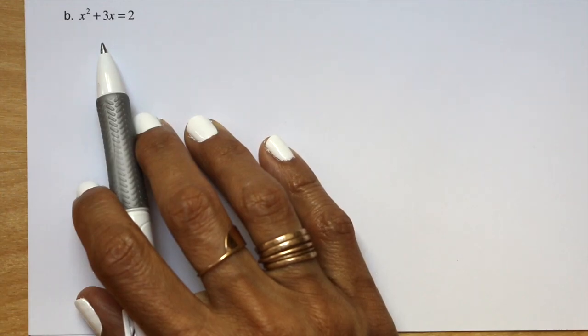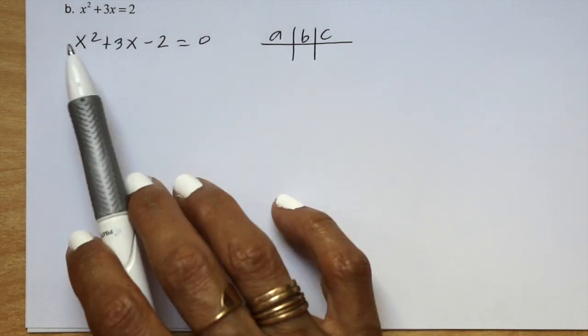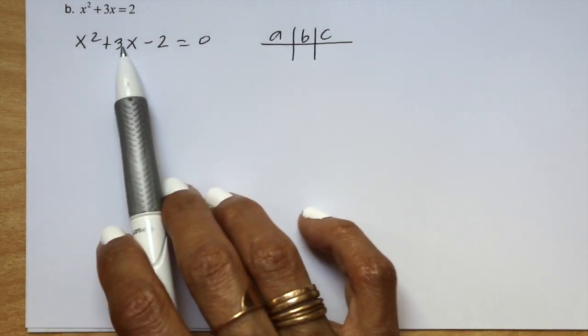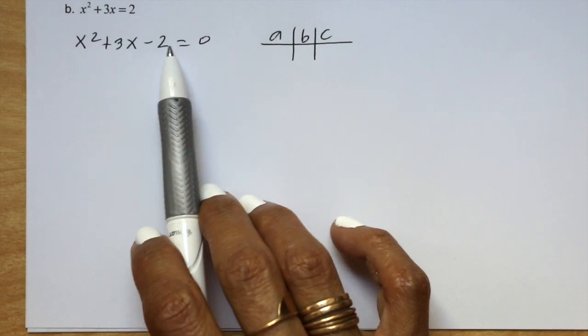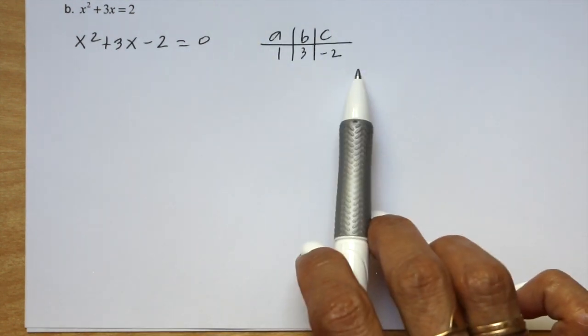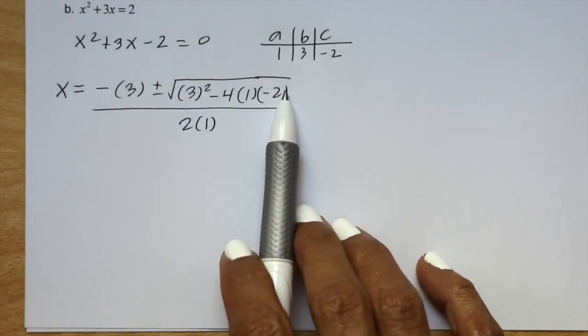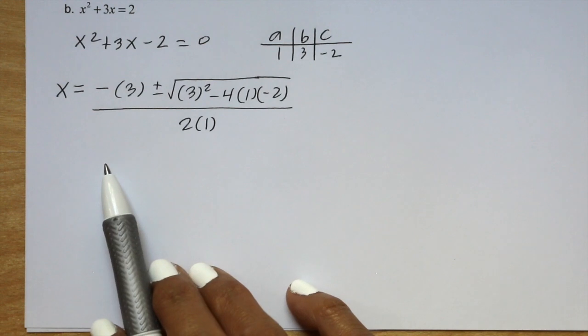Okay, this next example says x squared plus 3x equals 2. In order to use the quadratic formula, we want to move this 2 to the left side, setting this equation equal to 0. So we get x squared plus 3x minus 2 equals 0. I made an ABC chart. A is in front of the x squared, B is in front of the x, and C is the constant. So we get 1, 3, and negative 2. Let's go ahead and plug these into the quadratic formula. I made sure to put parentheses anywhere I was plugging in a number for A, B, or C, and now we're going to simplify.